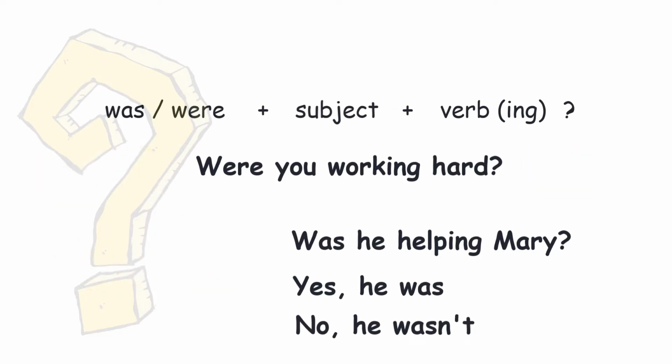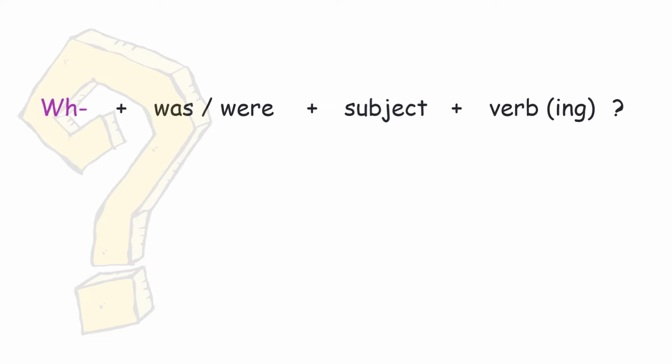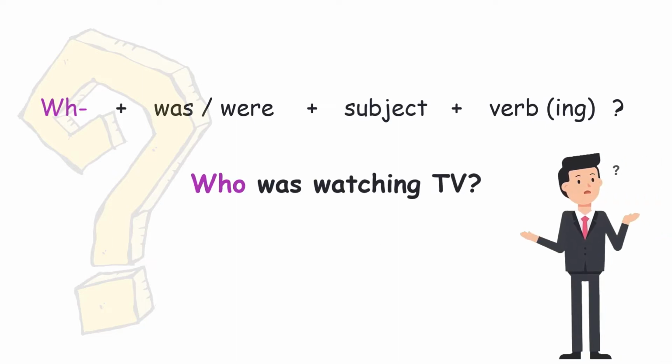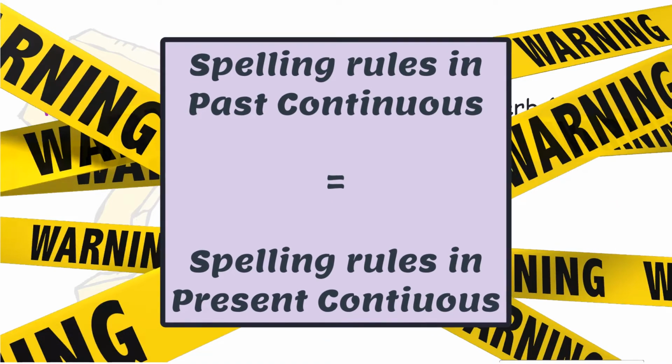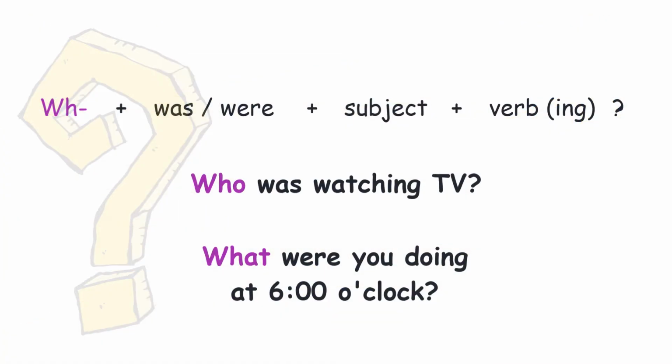WH question words are added in front of this structure. Who was watching TV? What were you doing at 6 o'clock? Just be careful that the spelling rules for adding ing to make the past continuous tense are the same as for the present continuous tense. Therefore, don't forget to review them in our present continuous video.